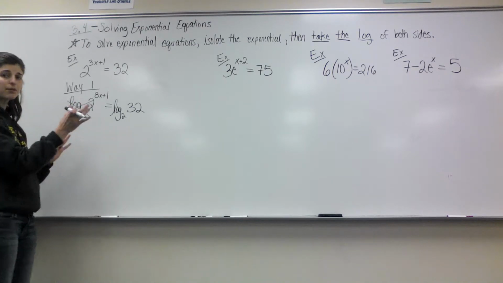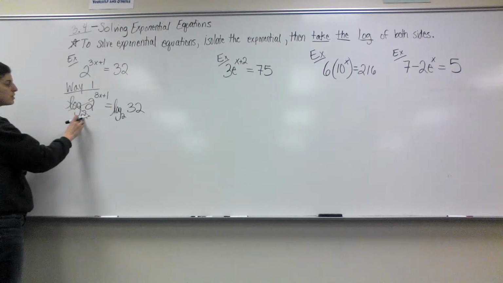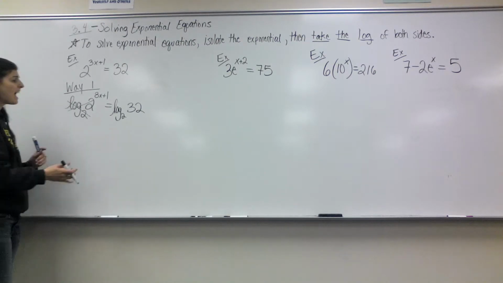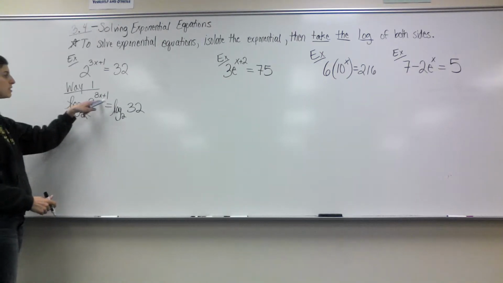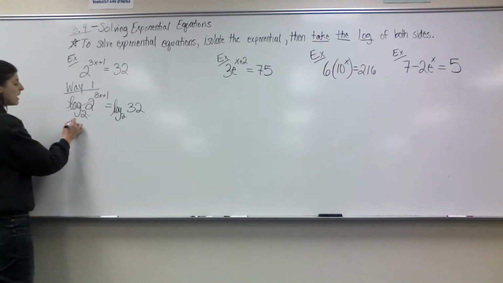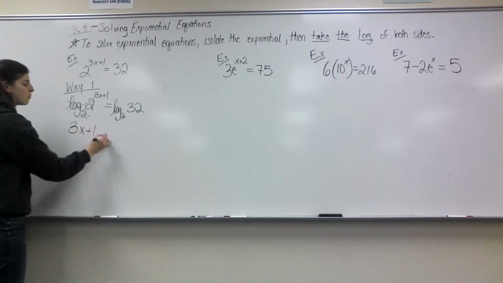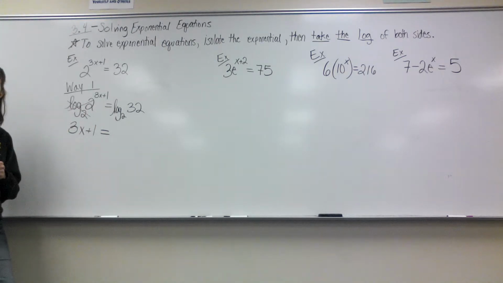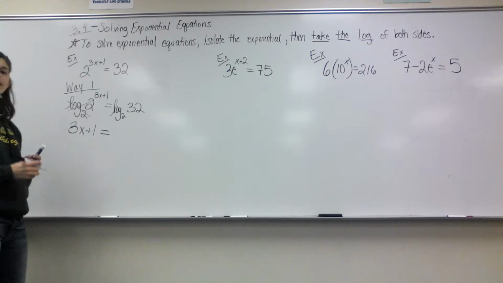However, you can view that a couple of ways. This 3x plus 1 can come out in front and multiply, and then 2 to what power equals 2, and that is 1. You can also view it as asking the question, 2 to what power equals 2 to the 3x plus 1. Either way, this whole left side is going to equal 3x plus 1. It's not in the exponent anymore because you took the logarithm of the exponential function, so it canceled it out. That's equal to log base 2 of 32.